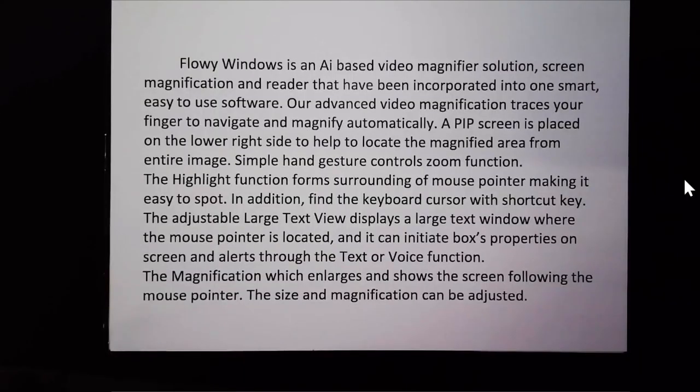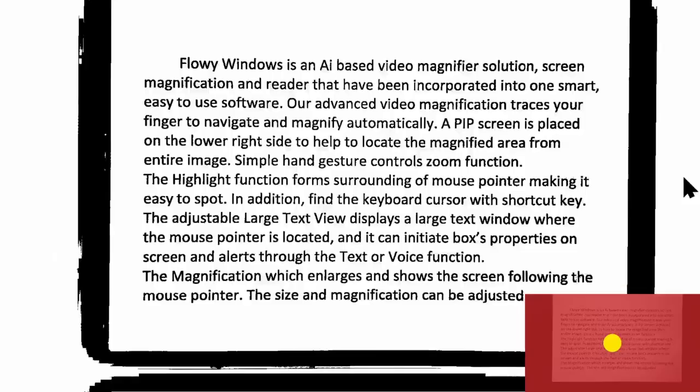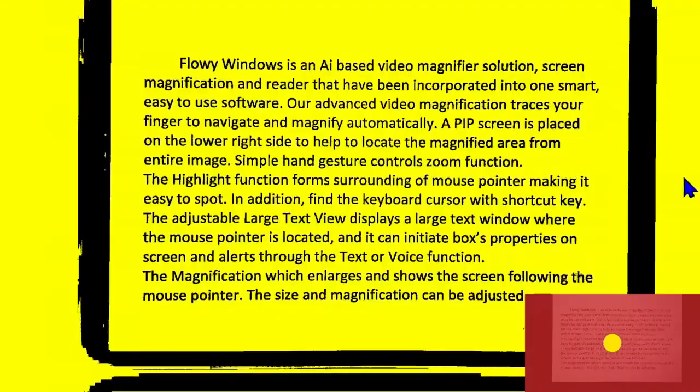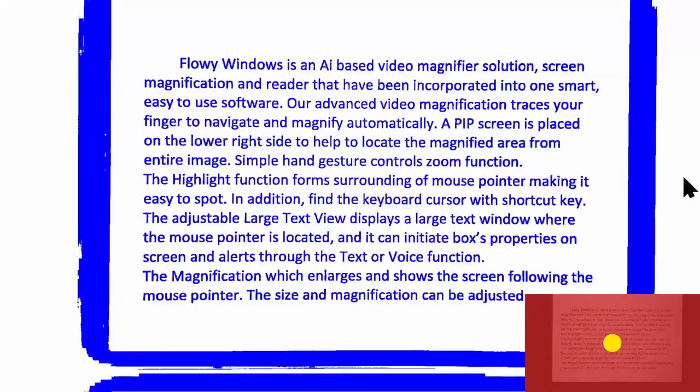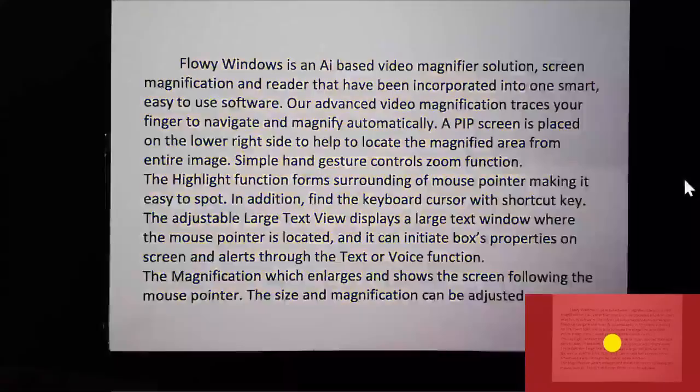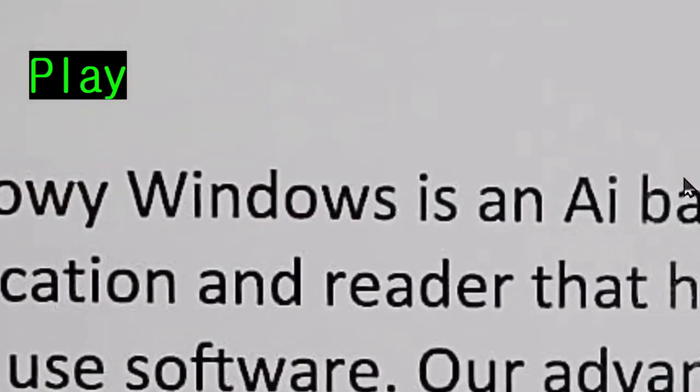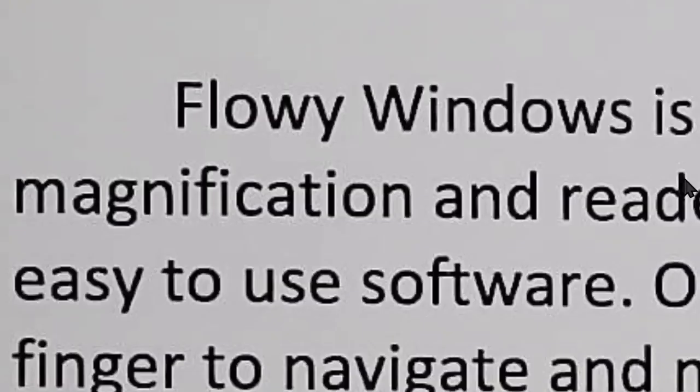You can easily adjust the brightness, colors, and the contrast using shortcut keys or in settings. Also, a PIP screen is provided in the bottom right corner for easy detection. Flowy is OCR and TTS capable, meaning it will scan the entire contents with a click of a button and provide a speech of the scan.